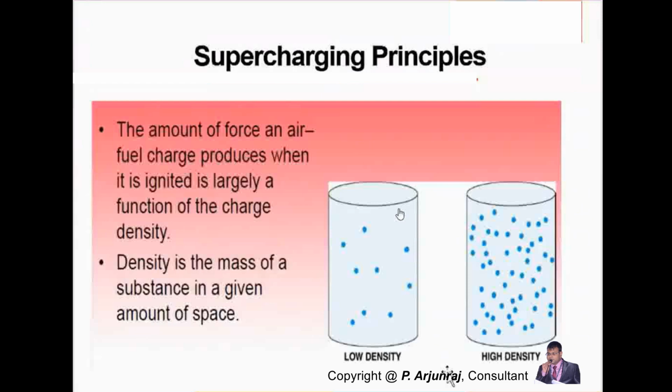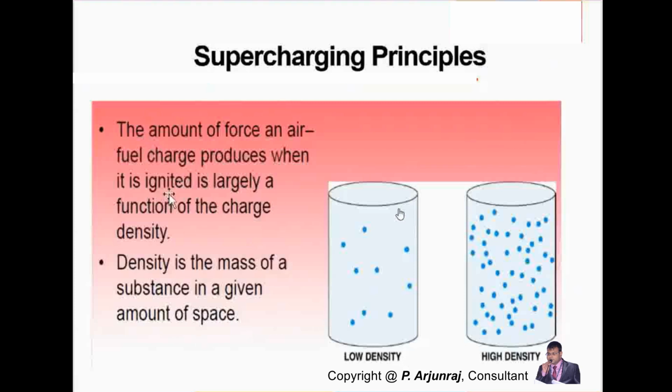How can we define density? Density is defined as the mass of the substance in a given amount of space. It can be any object: a liquid, a gas, or a vapor, whatever it is. And what density are we going to consider here? That is very important. Here we are going to consider the air, because we basically need oxygen, which comes out of the air.